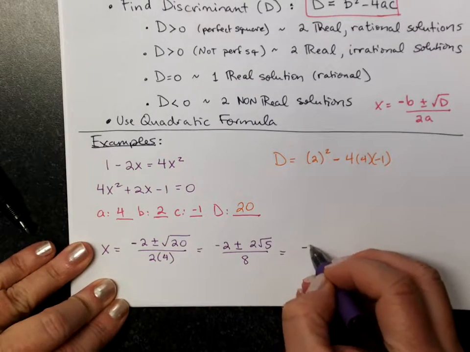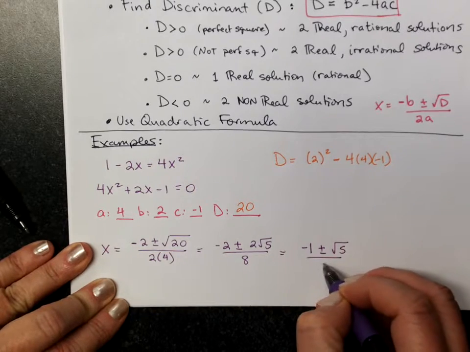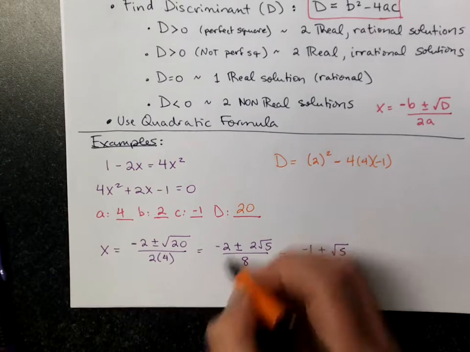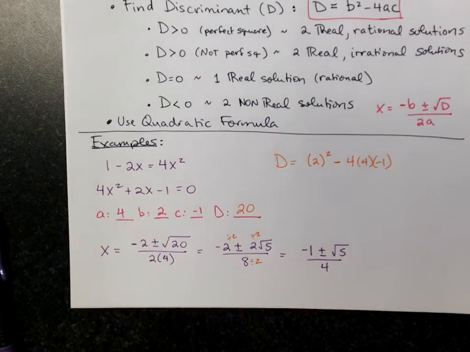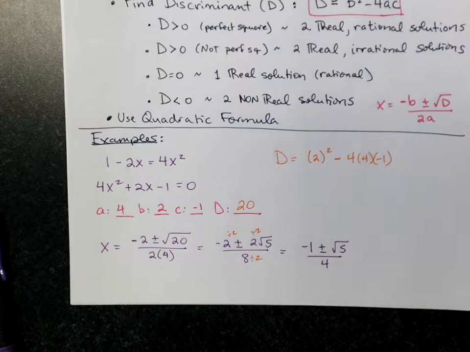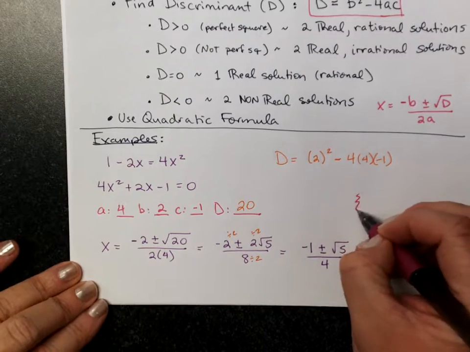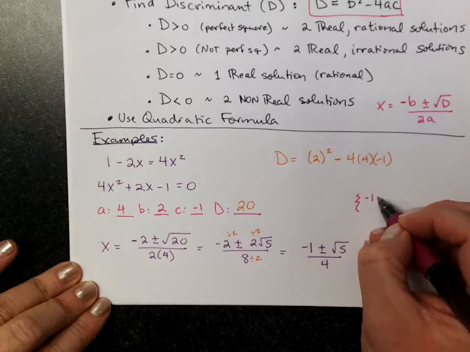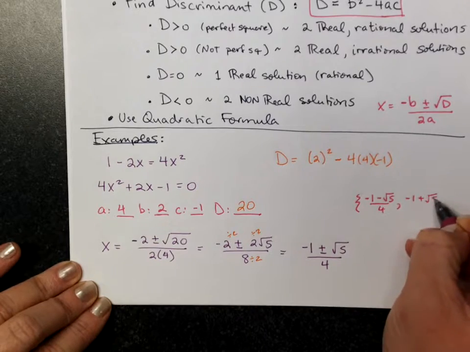So that equals negative 1 plus or minus square root of 5 over 4. Okay? You divide that by 2, divide that by 2, divide that by 2. So your solution is negative 1 minus radical 5 over 4, negative 1 plus radical 5 over 4.